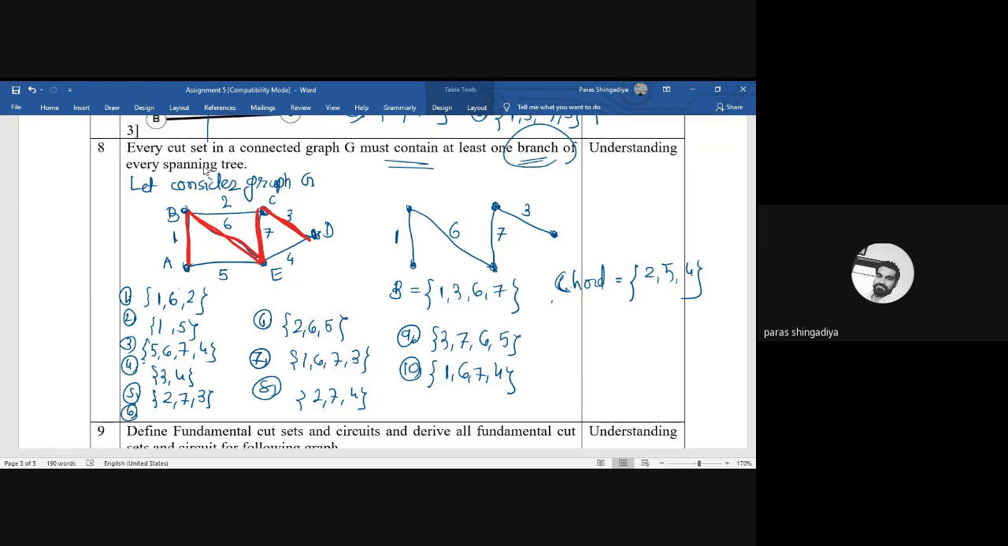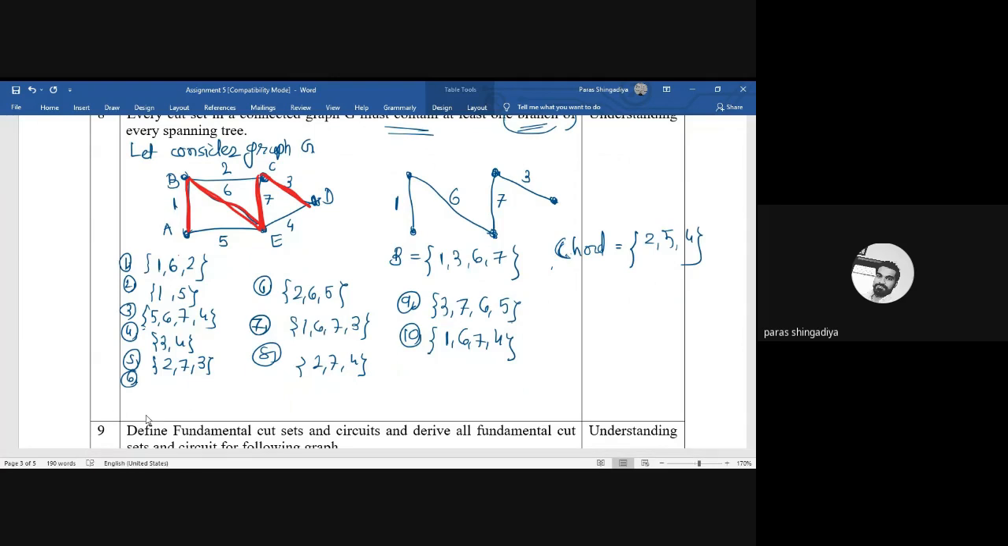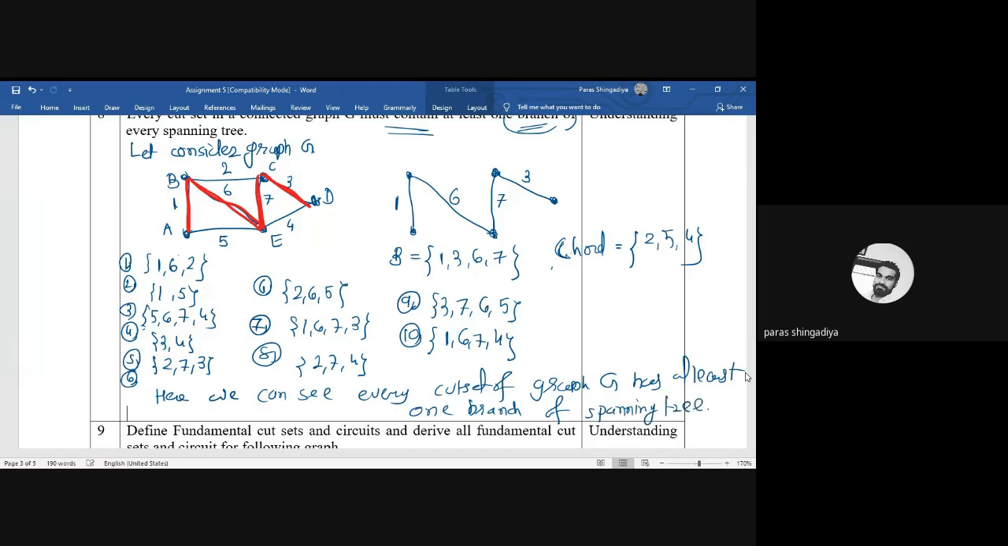Clear, it will definitely involve at least one branch, one branch will be included, for any cut set of this given graph. Clear? So here we can see that every cut set of graph G has at least one branch of the spanning tree. Okay.